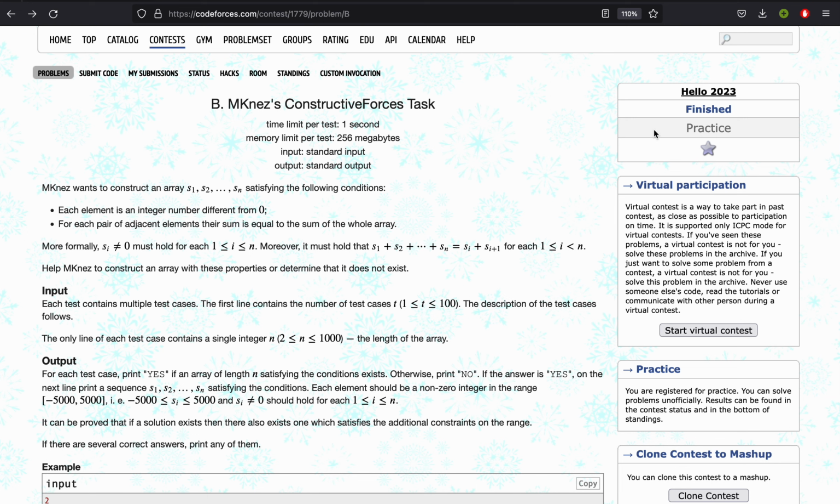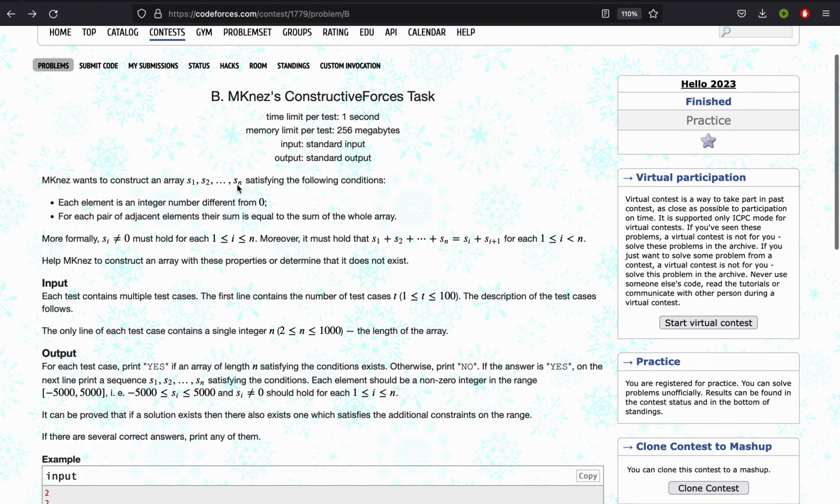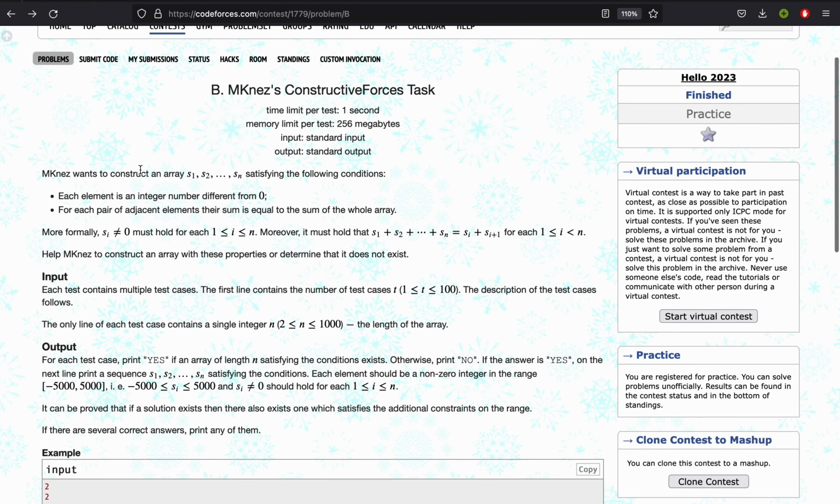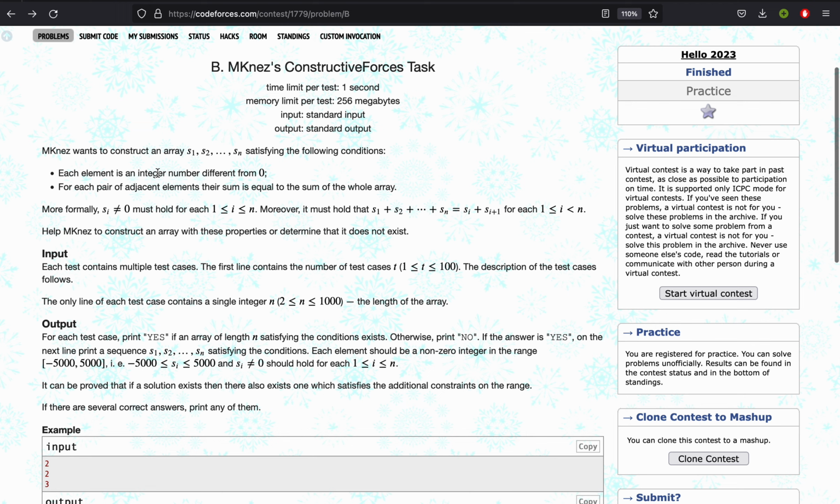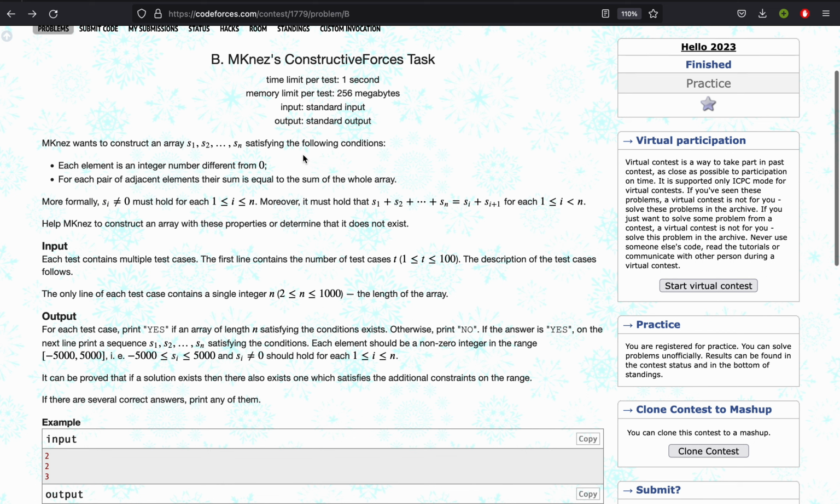This is a Codeforces problem from Hello 2023, the first round of 2023, question B of that contest. In this problem we are given an array s1, s2, up to sn, which we have to construct so that it satisfies some conditions: each element is an integer different from 0.